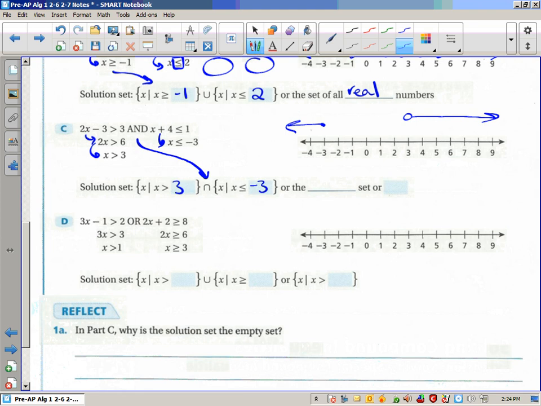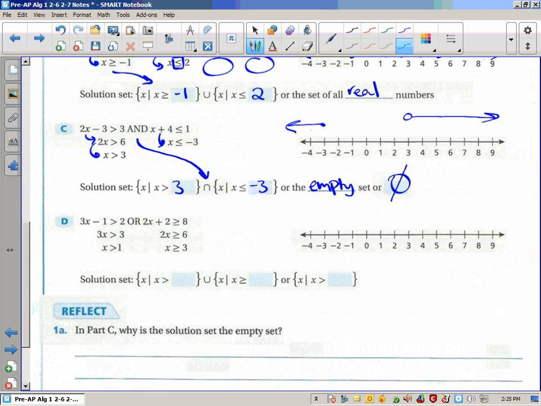So here again we have another unique situation. Intersection is looking for the overlap where both solutions cross. Do these solutions on the number line cross? No, they do not. So that means this is a situation where we have no solution. When we have no solution, we call this the empty set, or a 0 with a cross through it. What that means is there are no solutions. There are no numbers that make x true.